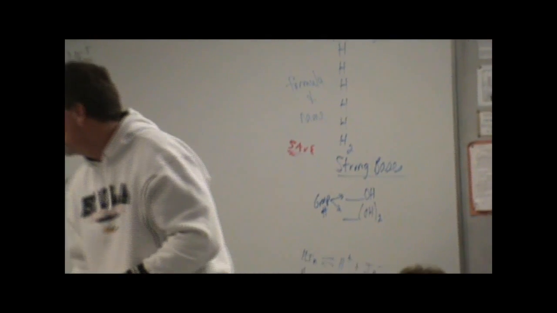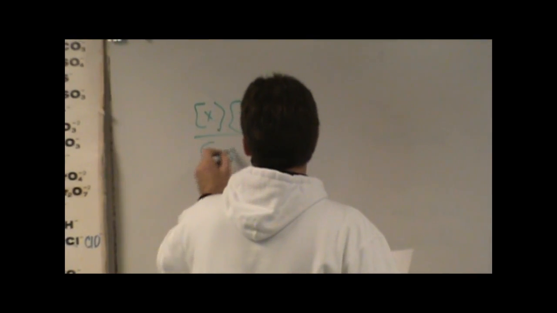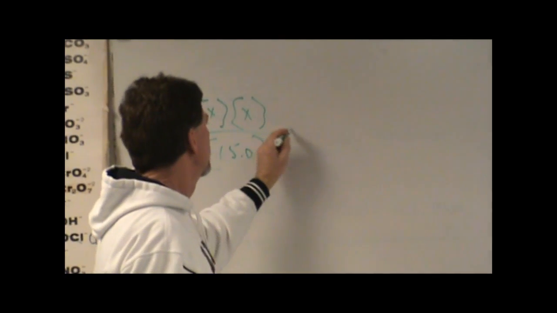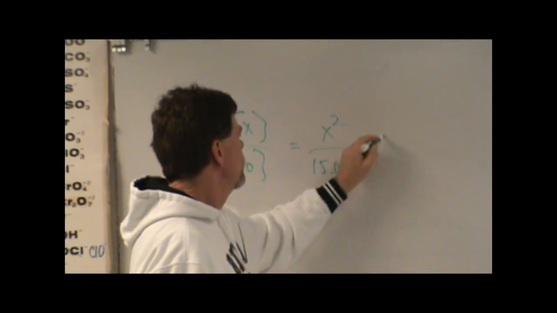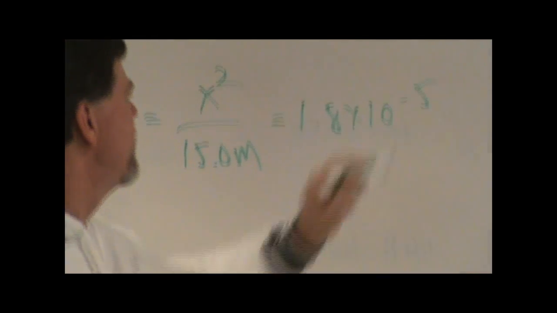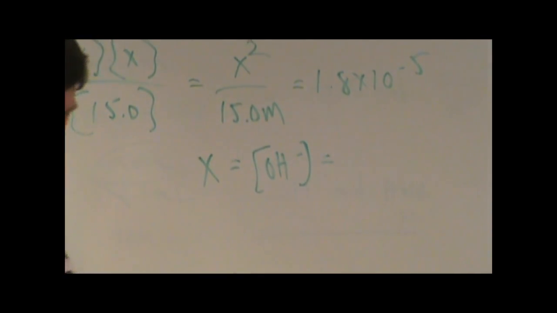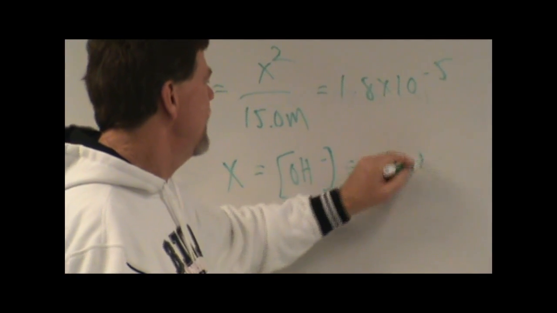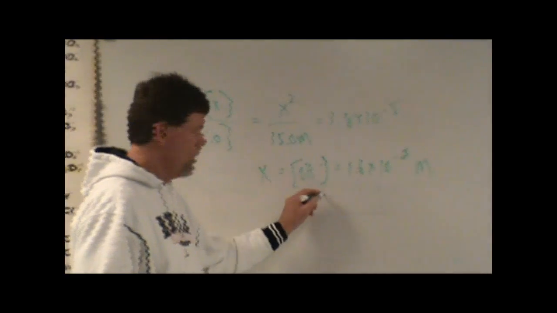So what we have so far is X squared over 15 equals 1.8 times 10 to the minus 5. So we solve for X, and it's the hydroxide ion concentration. It's 1.6 times 10 to the minus 2 moles per liter. What does that tell us? Well, here's where you go back to the top, method 1 or 2, whichever works for you.